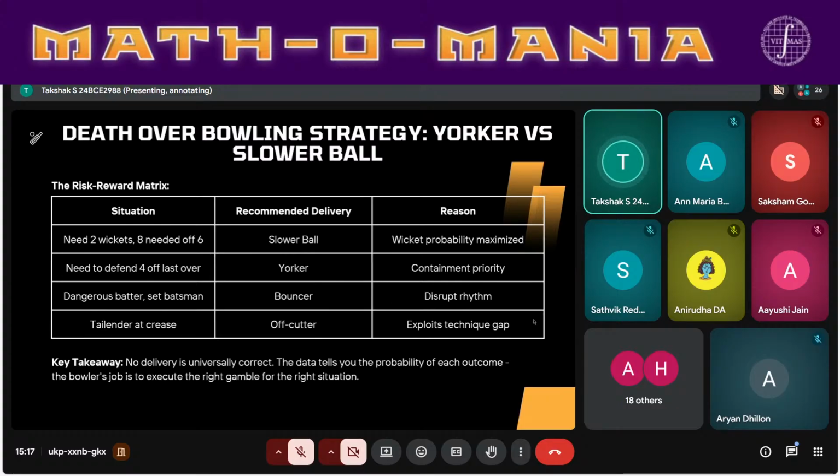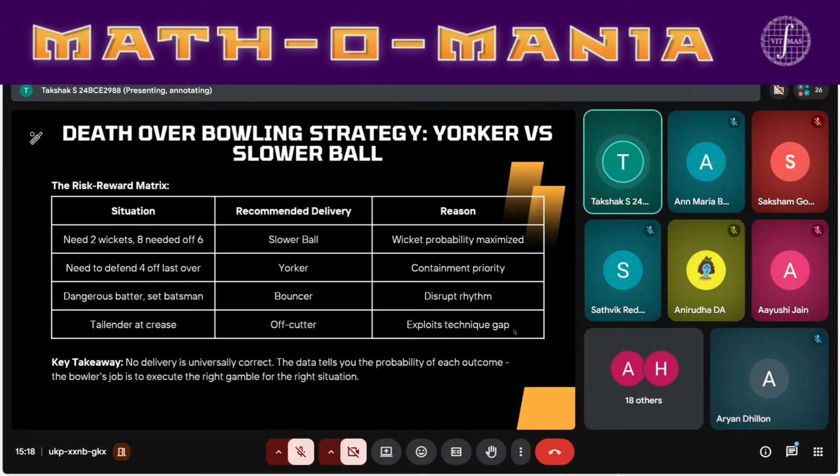Of course, the Yorker, because the Yorker has the lowest boundary rate at 11%, the highest dot ball rate at 58%, and the lowest average runs conceded at 4.2. So as your priority is containment, the Yorker is the best choice here.